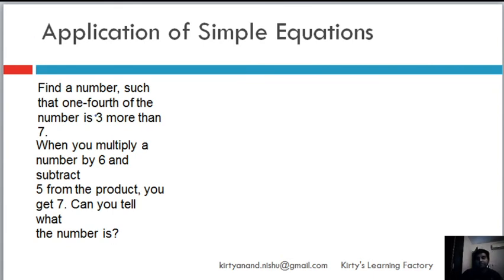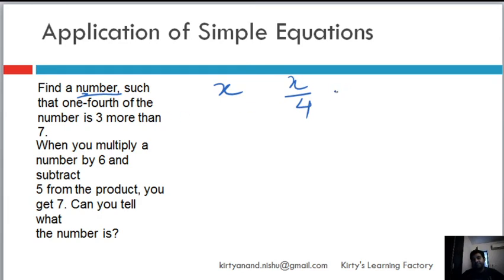Find a number such that 1/4 of the number is 3 more than 7. I think it is very similar to what we were doing in the previous one. So let's say that this number is x, such that 1/4 of the number, now 1/4 of x, that is 3 more than 7, right?